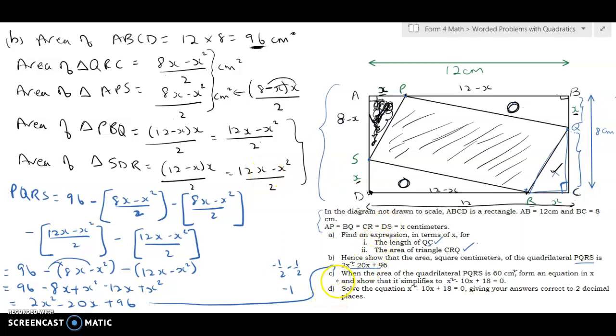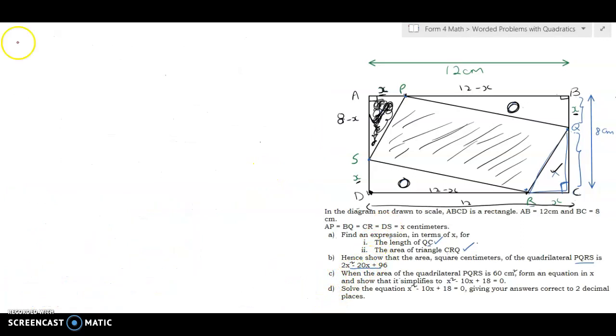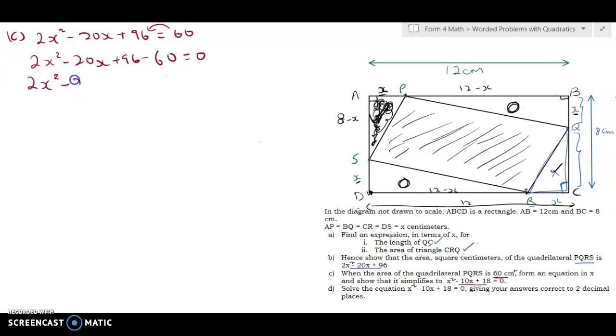Okay, good. Now to move on to part C. So in part C now, they say if the area is 60, prove that our equation that we just got will now simplify to this. So this is pretty easy actually to do. We write this plus 96, this is what we got from before, and we're going to put this equal to 60 because that is what they told us, right? So we send this over, we get 2x squared minus 20x plus 96 minus 60 is 0. Just simplifying here, simple basic algebra.